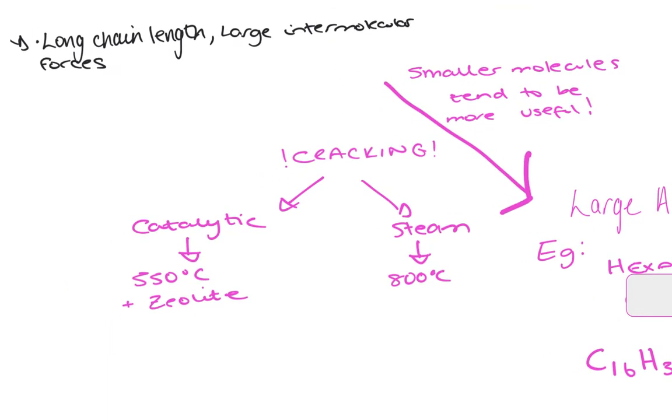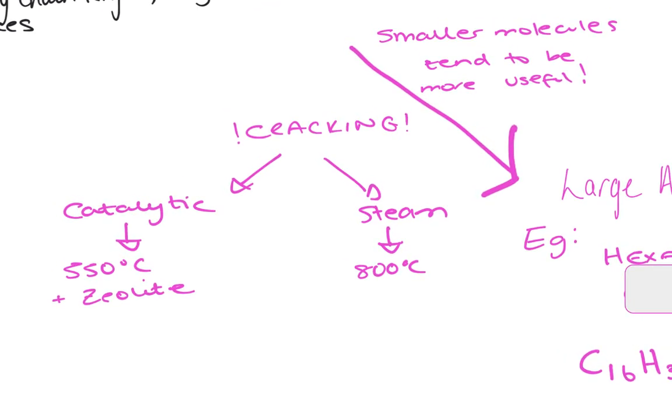Now, there are 2 types of cracking. There's catalytic cracking, where you use a temperature of 550 degrees Celsius and a catalyst called zeolite, but you can just say a catalyst. And that breaks down large molecules into smaller ones. The alternative is steam cracking, which is where you have steam and a higher temperature of 800 degrees Celsius, and that then will also break down those large alkanes.